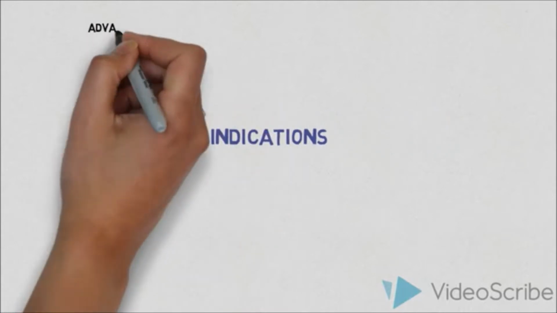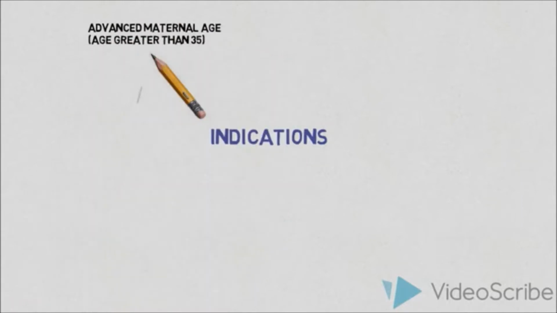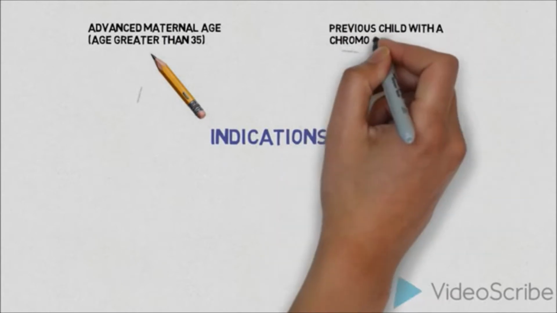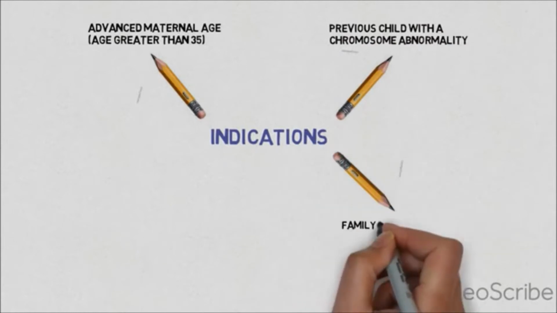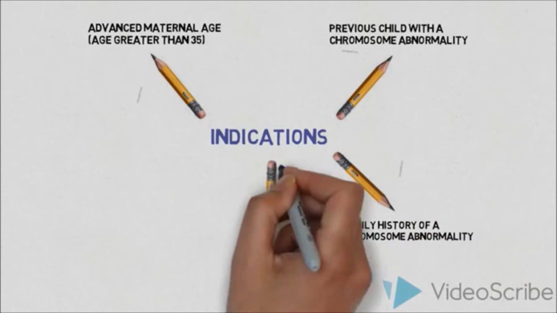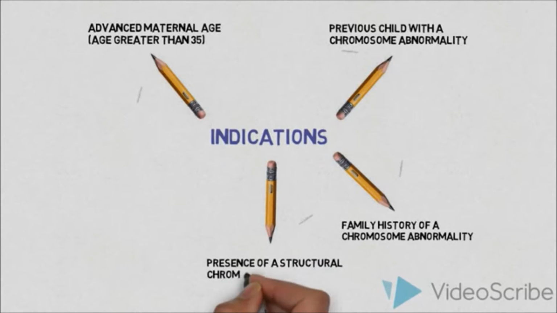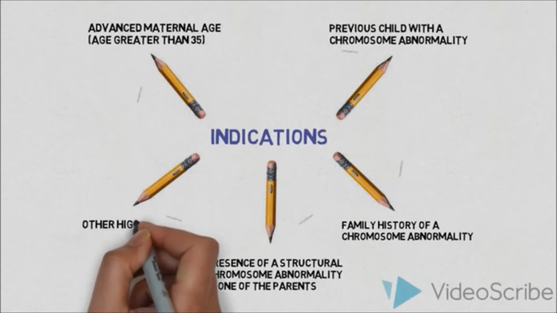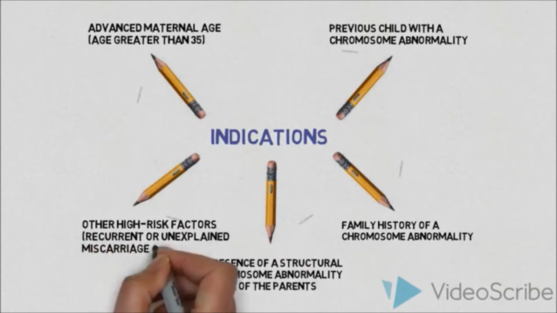First, she must be of advanced maternal age, which means the age is greater than 35 years old. Second, she had a previous child with a chromosome abnormality. Third, she has a family history of chromosome abnormality. Fourth, there is a structural chromosome abnormality in one of the parents. And lastly, she has other high risk factors such as recurrent or unexplained miscarriage.